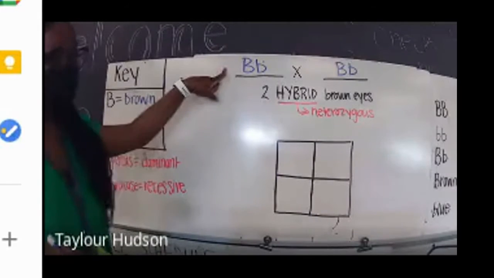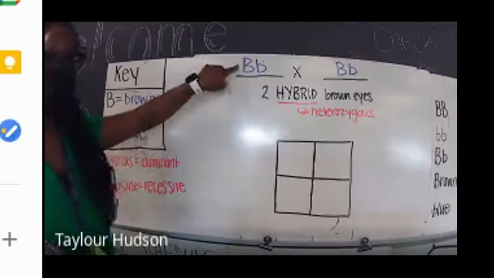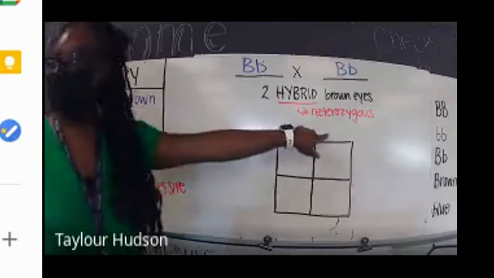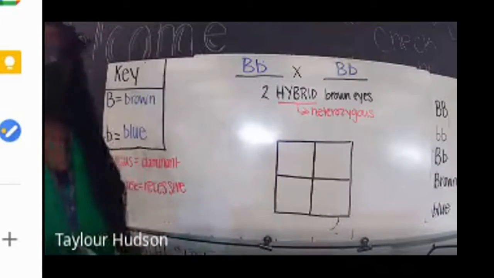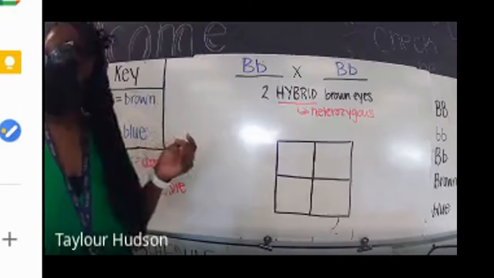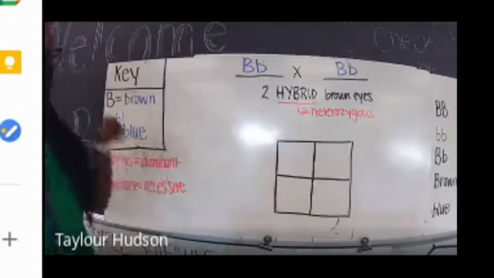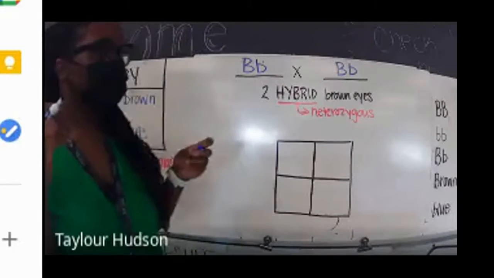To fill in the Punnett squares, you're going to take the alleles from one parent and put them on the top, and the alleles from another parent and put them on the side. It doesn't matter which one you put where. You can go ahead and fill in the diagram so it looks like a square.